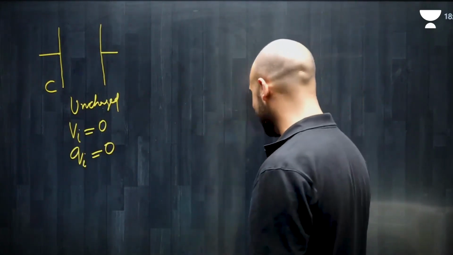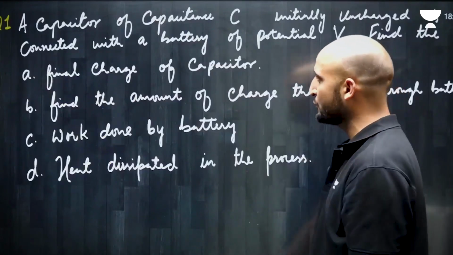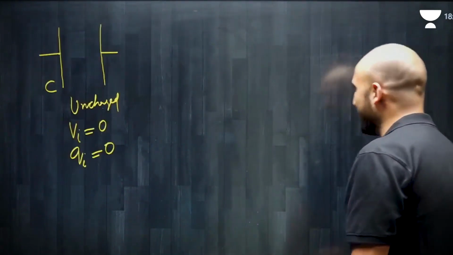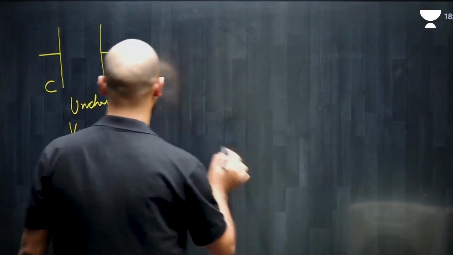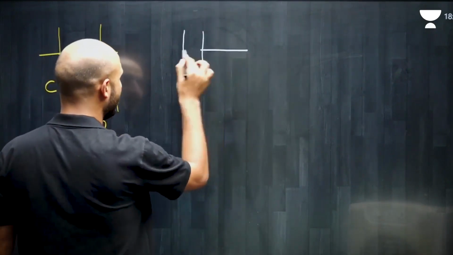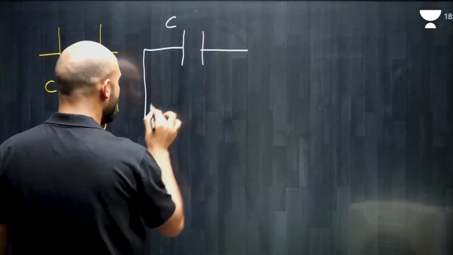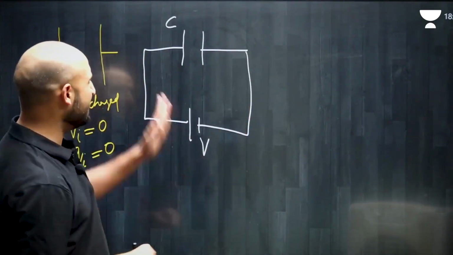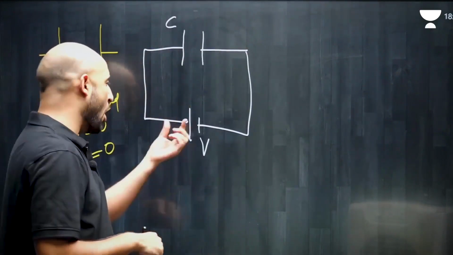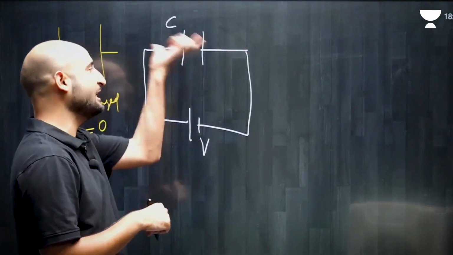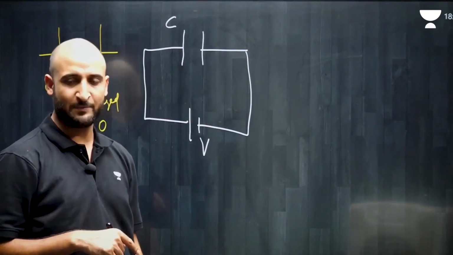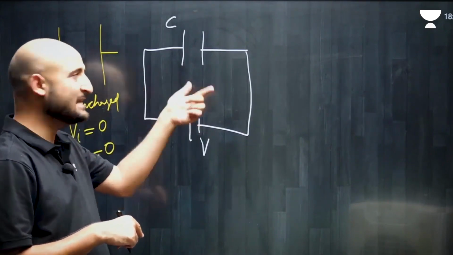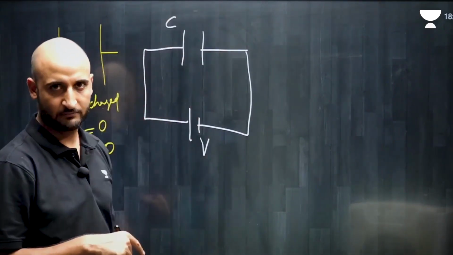Now what you are doing is connecting this capacitor with a battery of potential V. When you are connecting this capacitor, whose capacitance is C, with a battery of potential V like this, the logical thing is that since there is no other element in the circuit, all of this potential V of the battery will directly go to the capacitor. So that means now we have a capacitor whose potential difference is V.